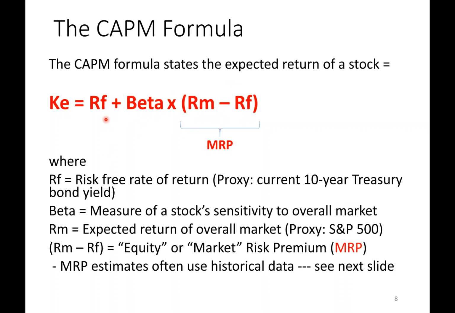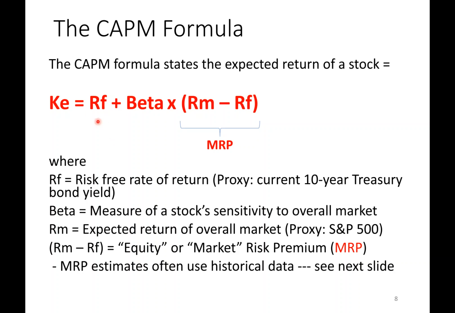So where do we get this data? The RF, the risk-free rate, the proxy for that tends to be the 10-year Treasury yield. Some people will use the short-term T-bill rate. I prefer the long-term Treasury bond yield because I consider an investor looking at stocks. The alternative would be another long-term investment. So that would be, say, 10-year Treasuries.